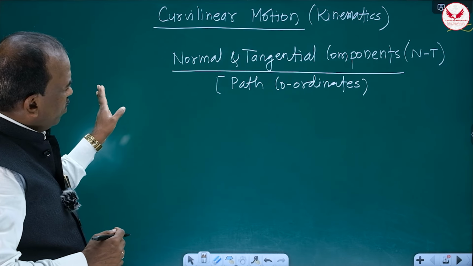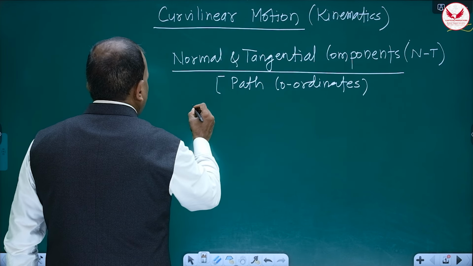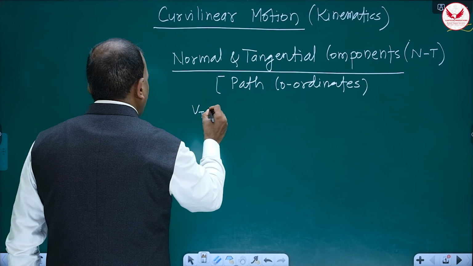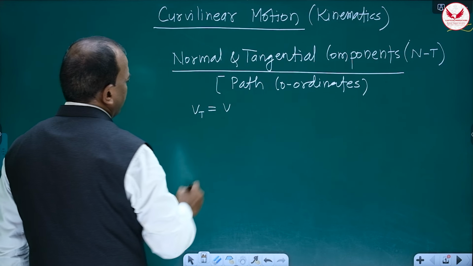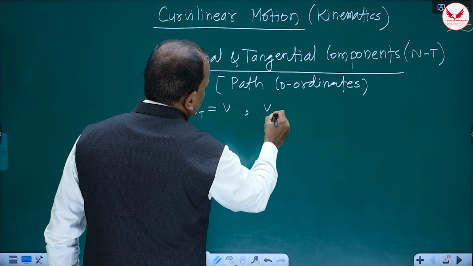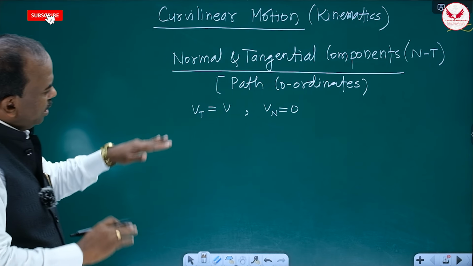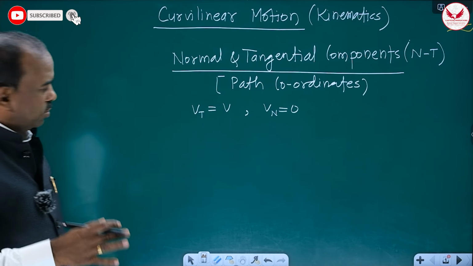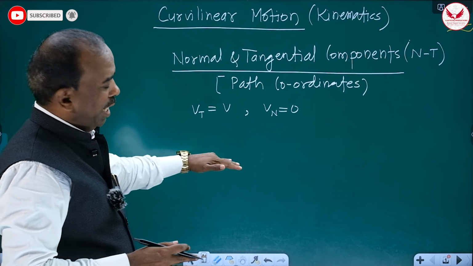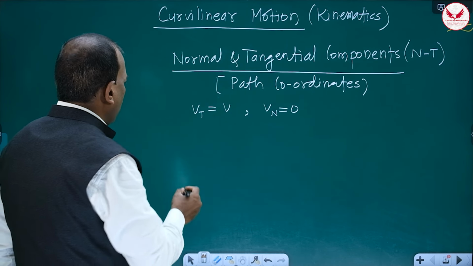When curvilinear motion is there, velocity is always tangential. Means the total velocity Vt is always V. Hence, the normal component of the velocity is always 0. Means total velocity is along the tangent to the curve. So that is why Vt is V, and hence the normal component of the velocity is 0.